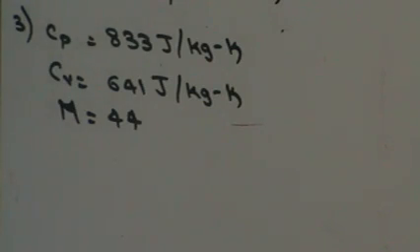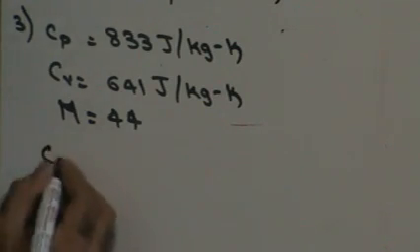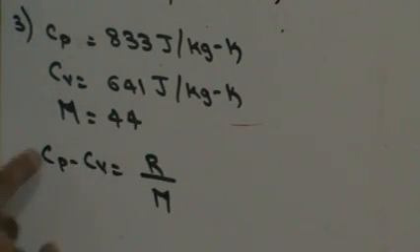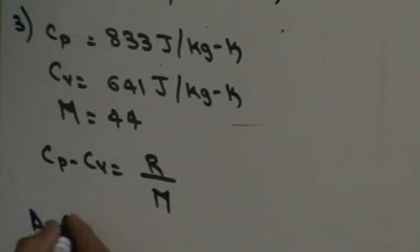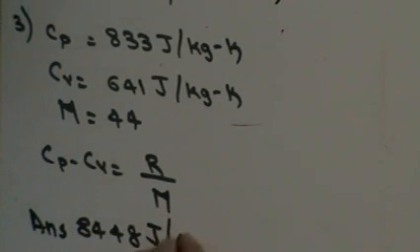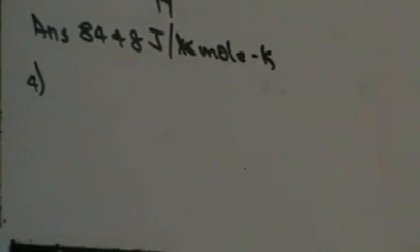Now in this sum, since J is not given to you, therefore I can say Cp minus Cv is R upon M. Right? So I can straight away find out the value of R. The answer for this sum should be 8448 joules per kilomole Kelvin. Next, take down next sum please.